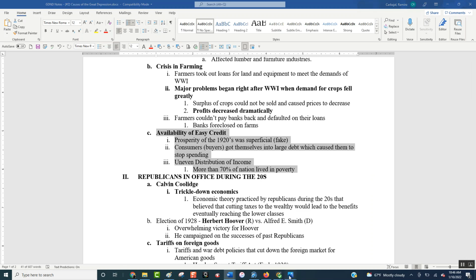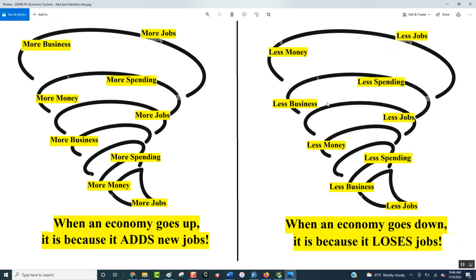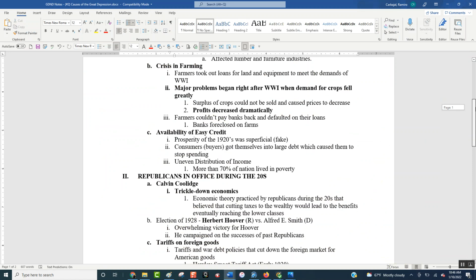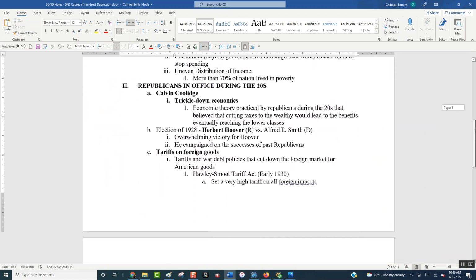And if we go back to that image, what happens when you stop spending? It means less business. Less business, less jobs, less money, less business, all the way down here. So once again, more people lost their jobs. So jobs lost, jobs lost, jobs lost. And there goes the stock market crash. So now the stock market crashes, you're in the Great Depression. Now it's time to suffer, honestly.